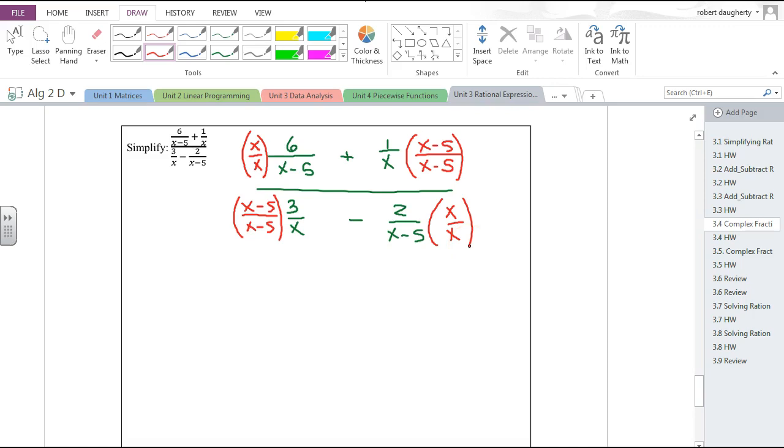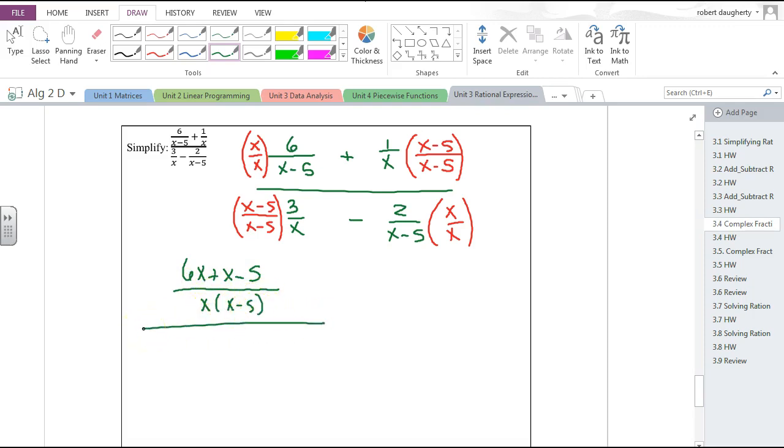Now you can always double check yourself before you go any further. Do you have a common denominator? x times x minus 5, x times x minus 5, x times x minus 5, x times x minus 5. So I do have a common denominator. So what do I get when I do this multiplication? What do I get on the numerator up here? 6x plus x minus 5 over x minus 5.